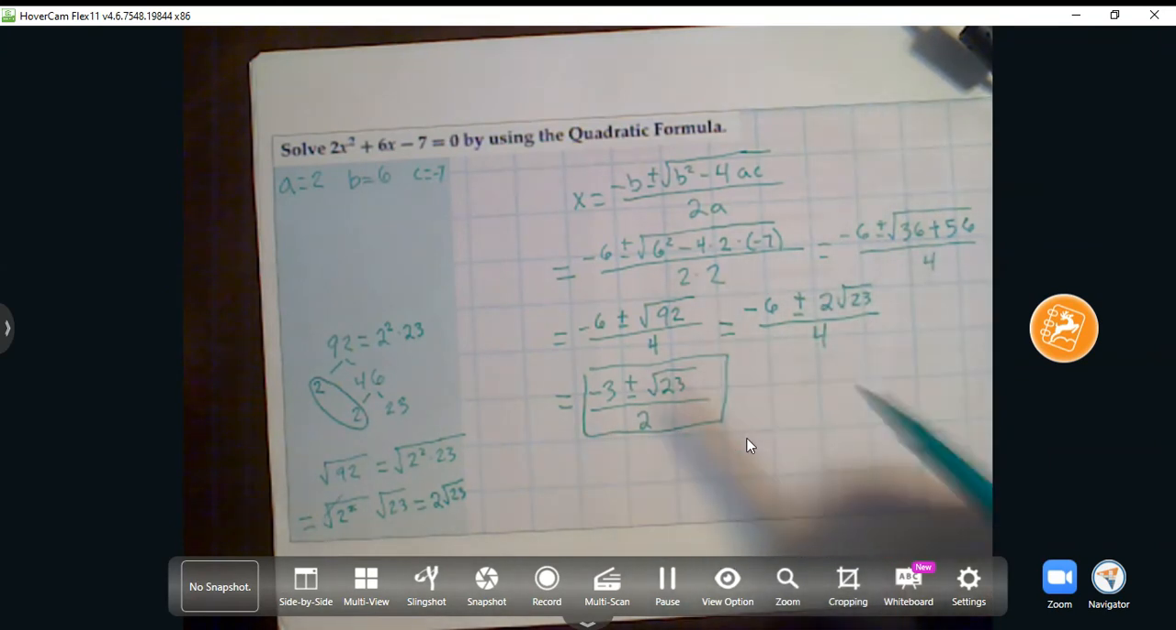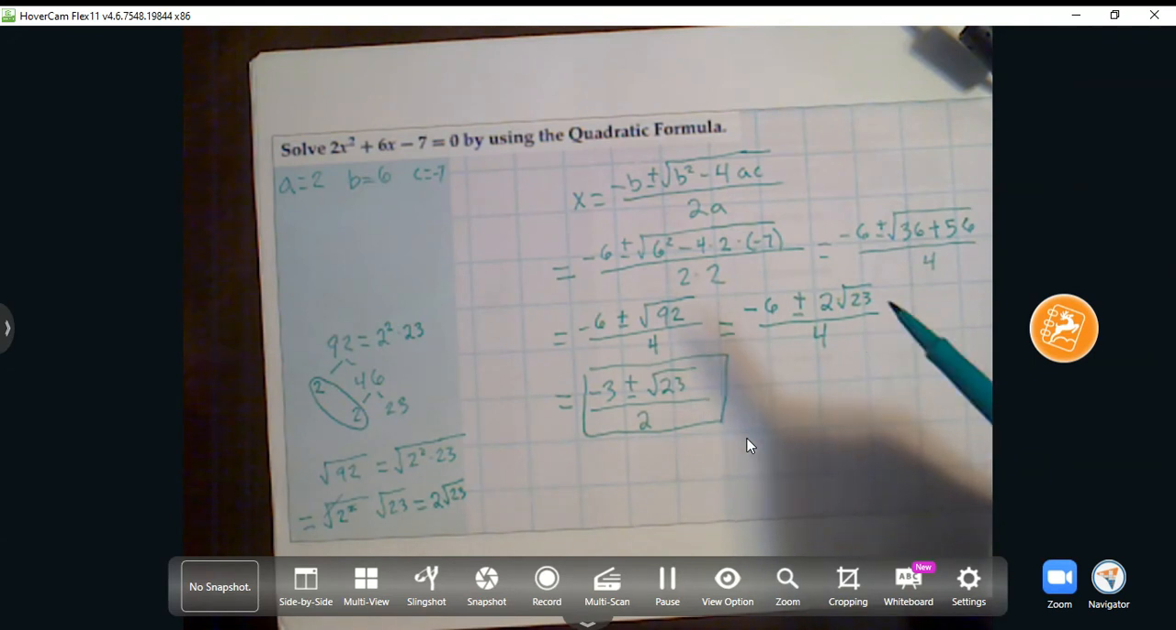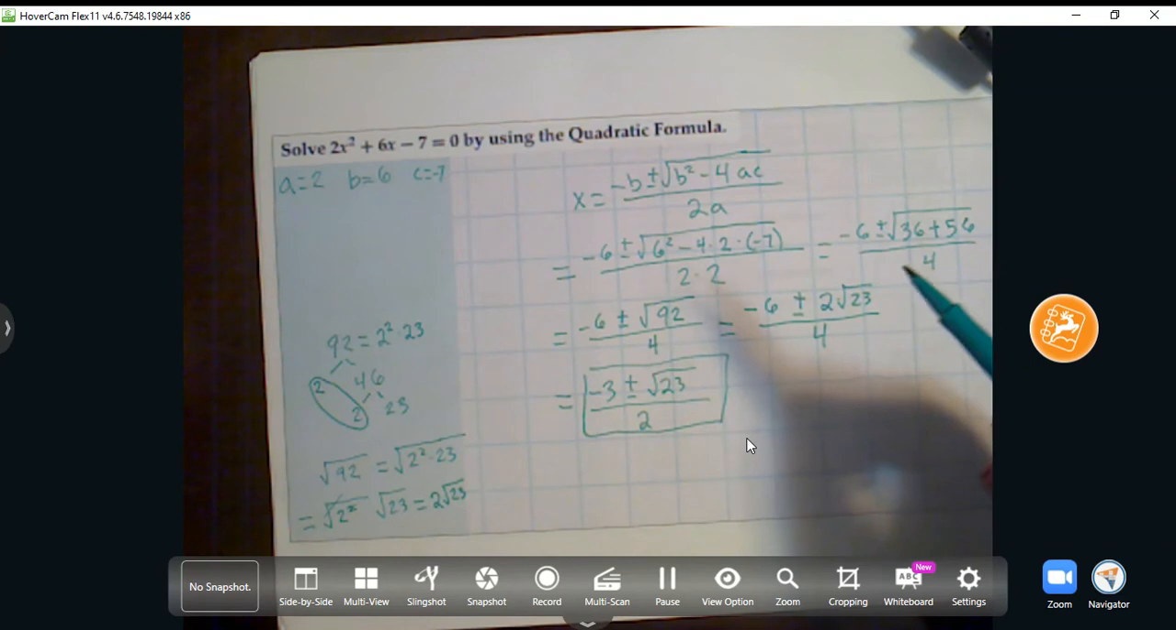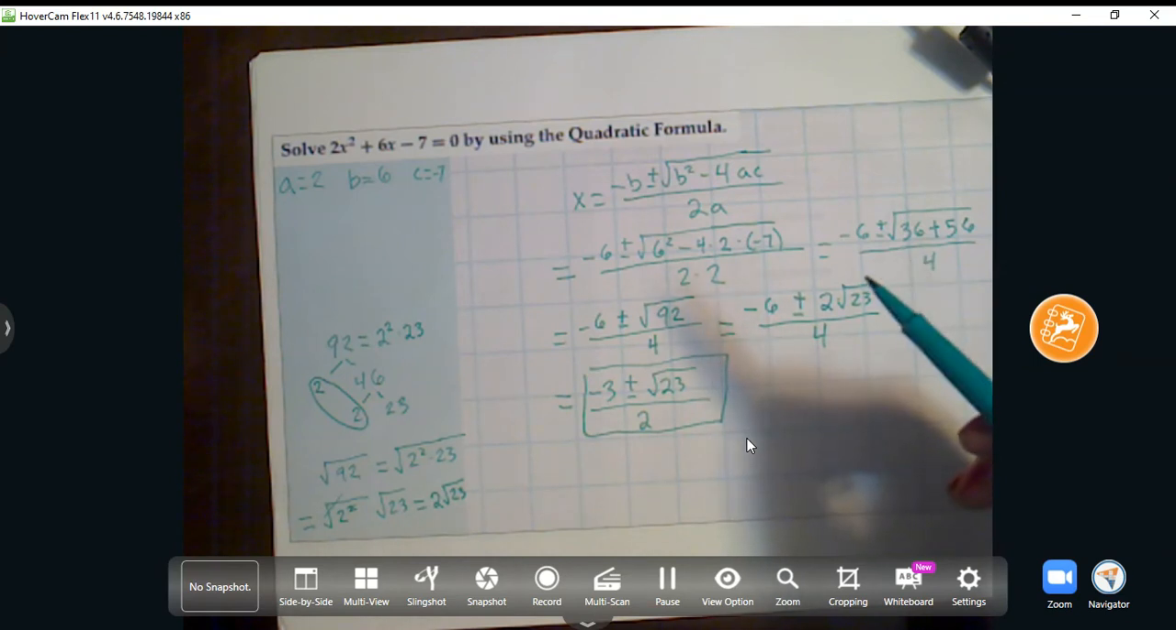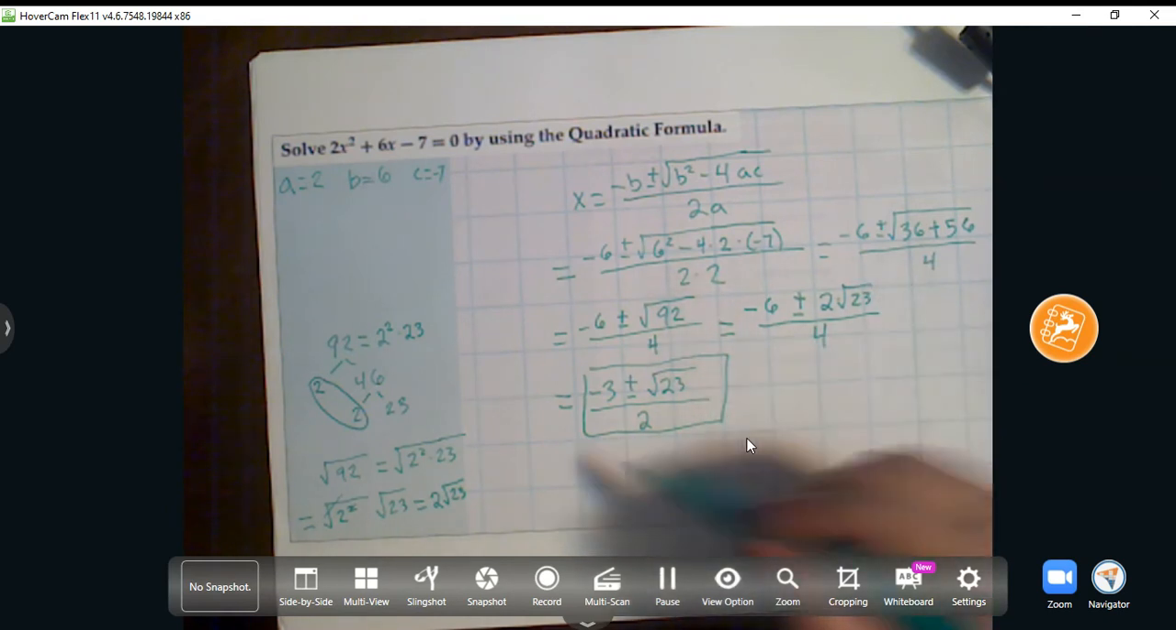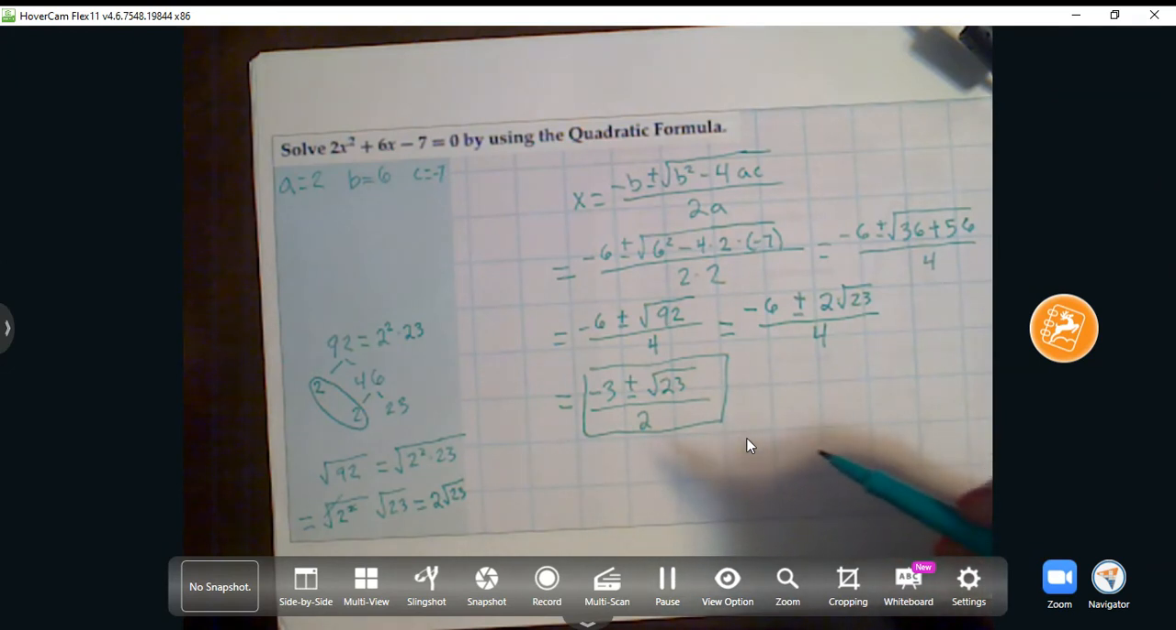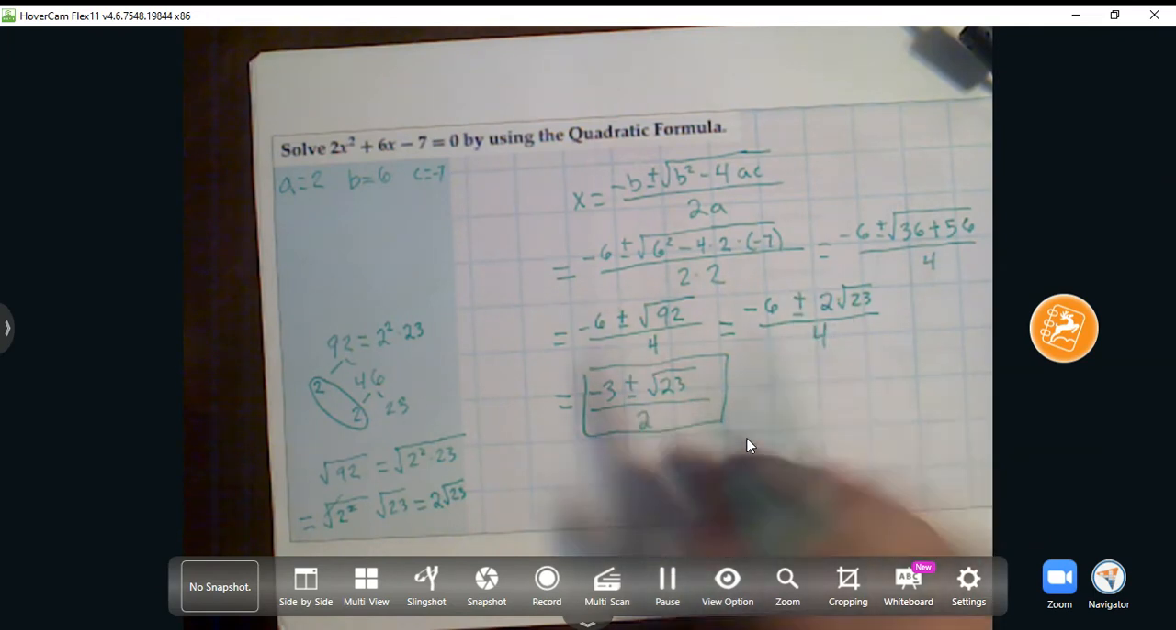Now, a lot of us are used to writing things as decimals or approximating, and most of the time, I don't want us to do that. Unless it says approximate this answer or give a decimal to the nearest hundredth or thousandth, this is how I want us to leave our answers. I want us to leave our answers exact, which means leaving it as the square root of 23. I don't want us to try and round and find a decimal approximation.